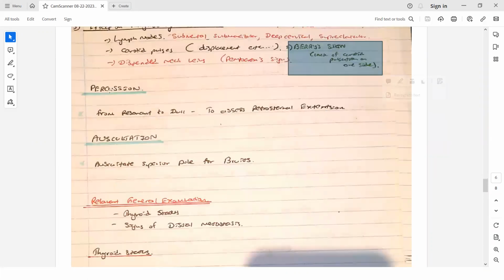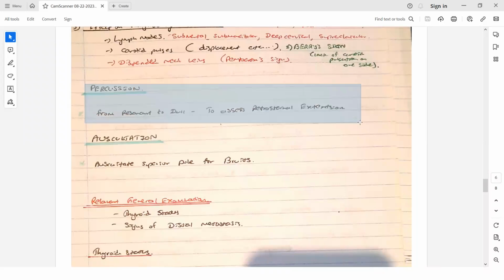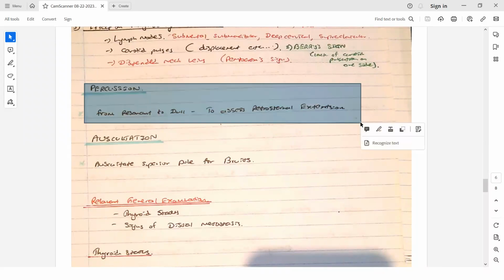Then you come back to the front and percuss. Percuss from bottom to top, from a resonant area to a dull area, to assess retrosternal extension. But when you're palpating, if you can clearly get below the thyroid, that means there's no retrosternal extension, so there's no point in percussing. You don't have to percuss if you can get below the lump.